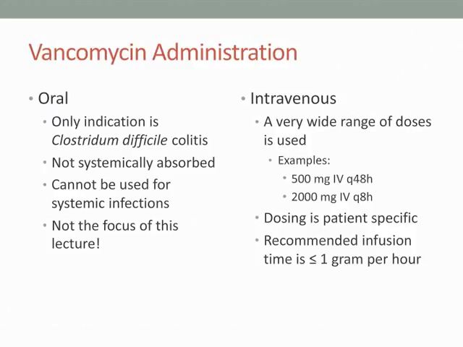The dosing of IV vancomycin is very patient-specific and can vary widely. For example, from only 500 milligrams every 48 hours for a small person with poor renal function, all the way up to 2,000 milligrams every 8 hours for a perhaps younger, larger patient with very good renal function. Typically, vancomycin is infused over several hours, with the maximum rate of administration not to exceed 1 gram per hour.